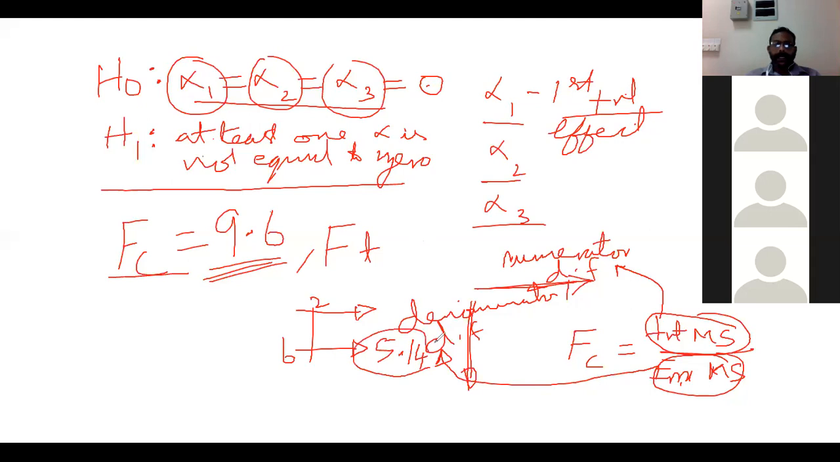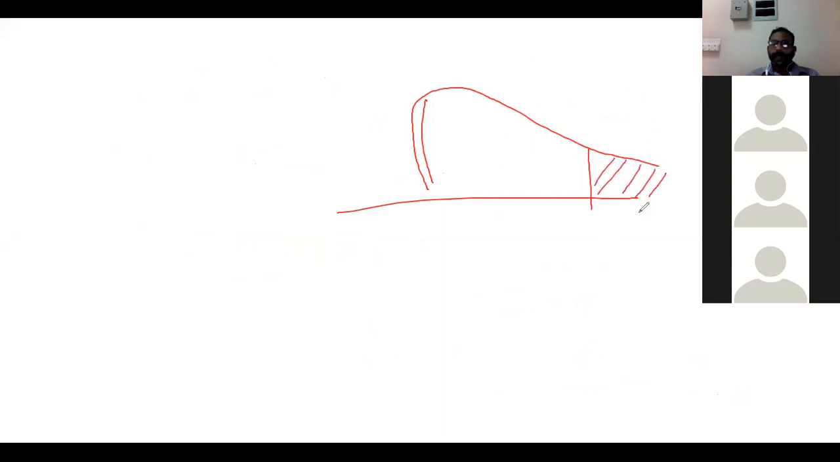5.14, right? This is we have now our calculated value and table value. So, what is the table value? 5.14. Suppose let's say this is our rejected region. So this margin is 5.14. We know our calculated value is 9.6. Right. Now this is the non-rejecting region, I will put it as NR. This is the rejecting region.